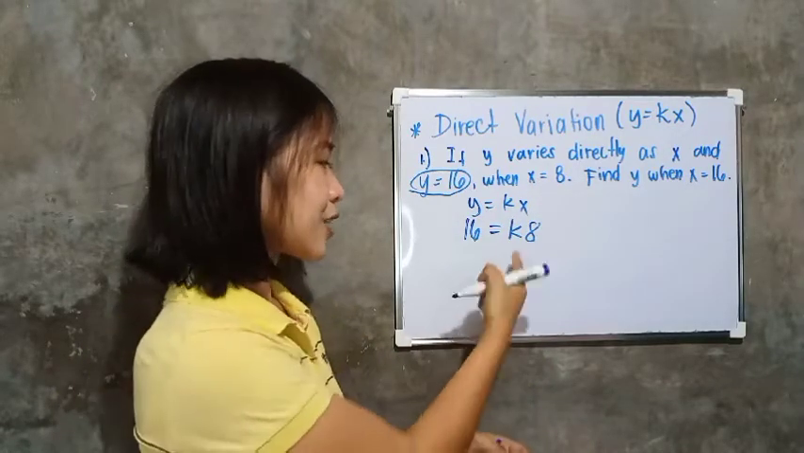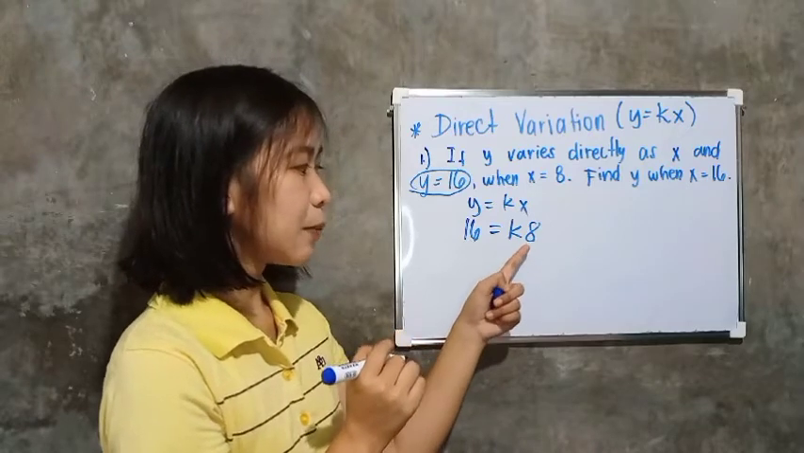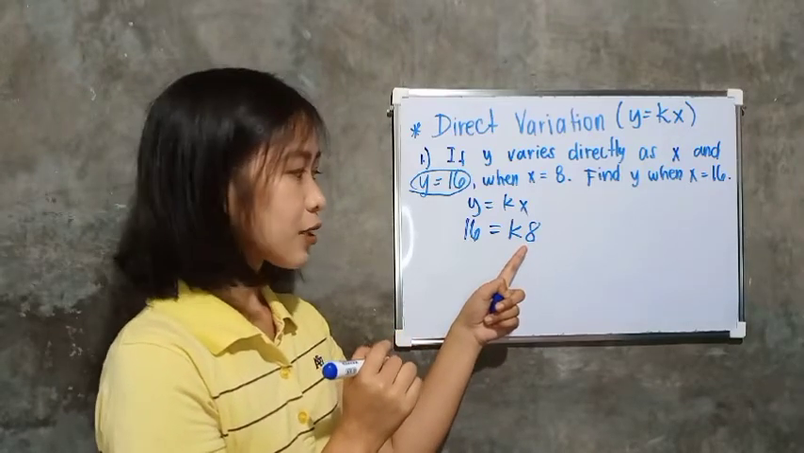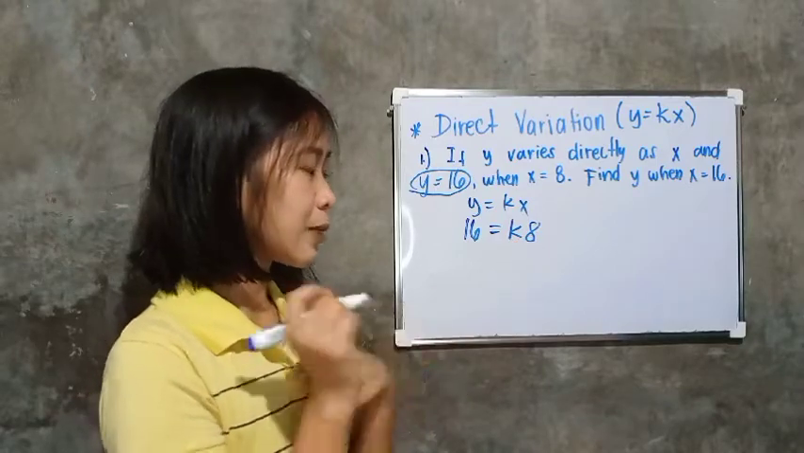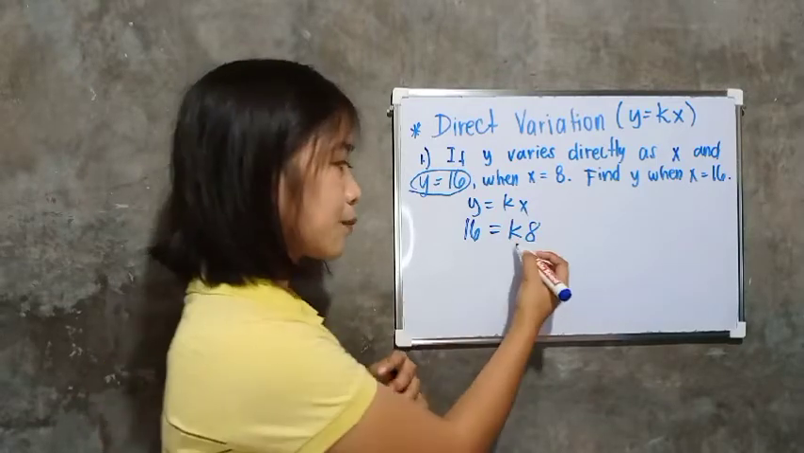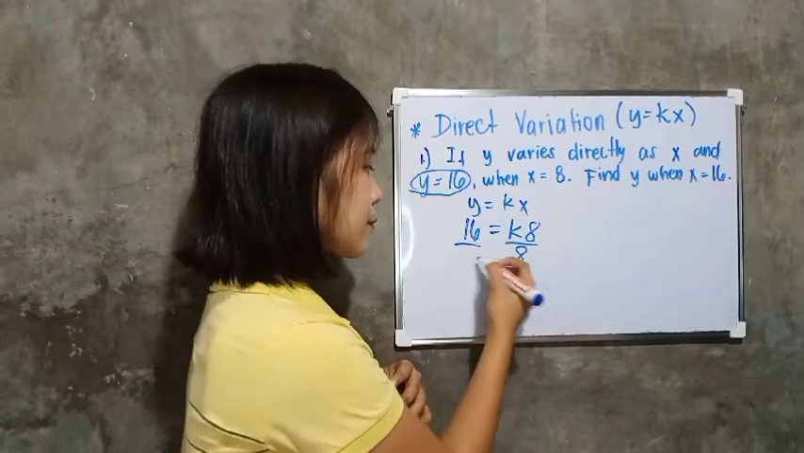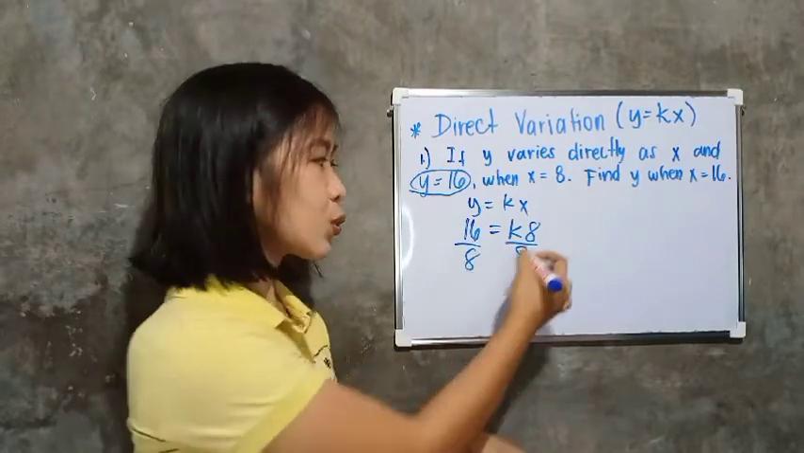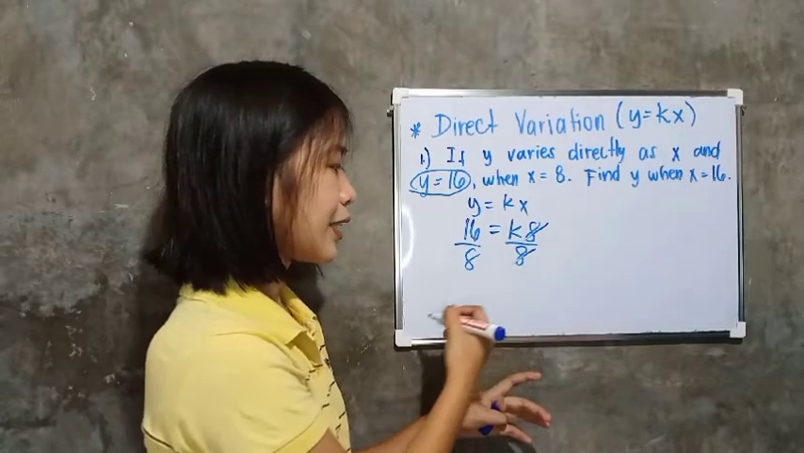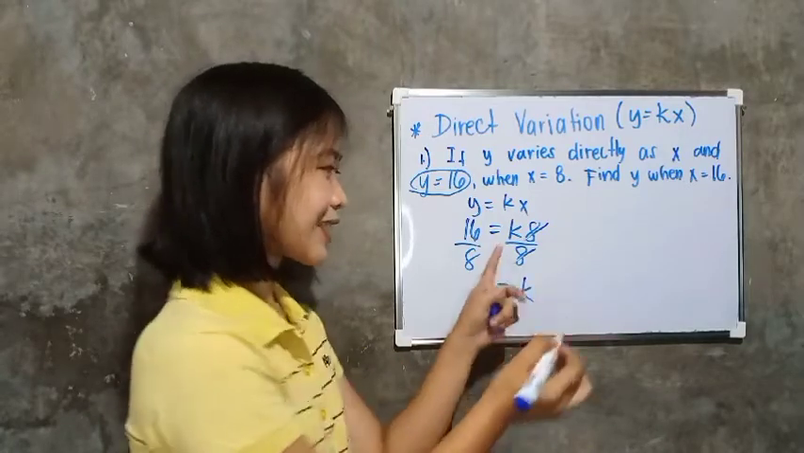Tama? Okay. And then, right after that, dahil nga i-eliminate natin si 8, kasi si k lang naman yung hinahanap natin, may kasama siyang 8. So, eliminate natin yan by dividing both sides by 8. Bakit kay 8? Kasi si 8 yung itatanggalin natin, no? And then, do the cancellation. Cancel na yan. And then, syempre, natira na lang si k, tama?